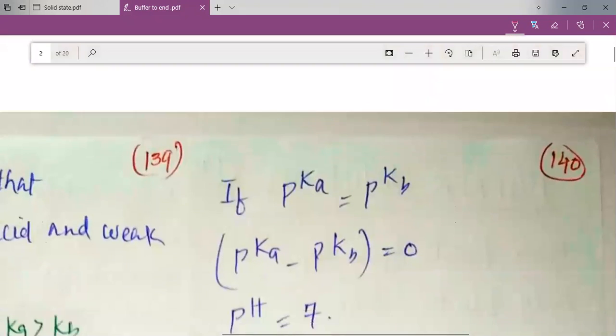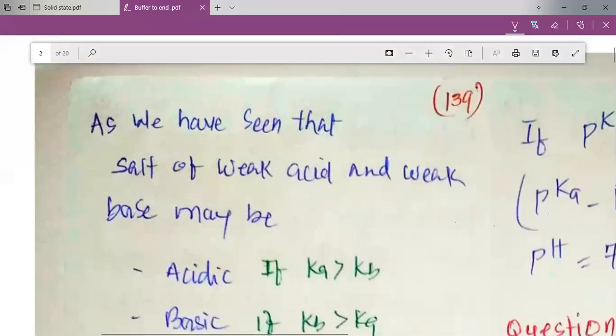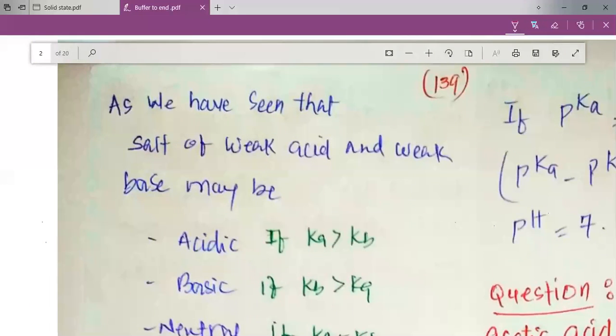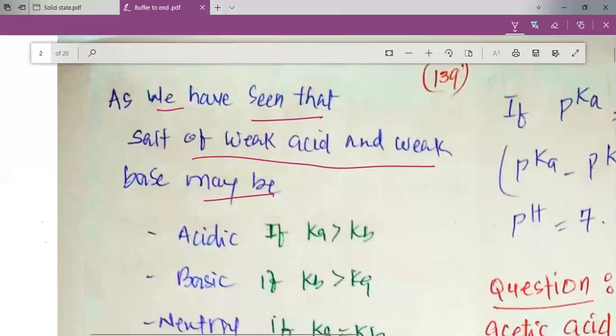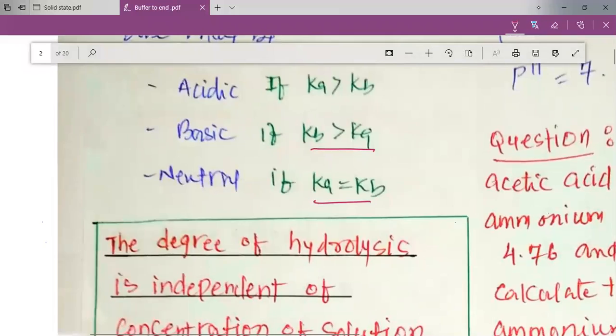So this is how, my dear students, we understand the hydrolysis of salt. If you have any doubt, you can ask me. Students, if anything is not clear, you can ask me here, and we can move forward. OK, as we have seen, the salt of a weak acid and weak base may be acidic if Ka is greater than Kb, basic if Kb is greater than Ka, and neutral if Ka is equal to Kb.